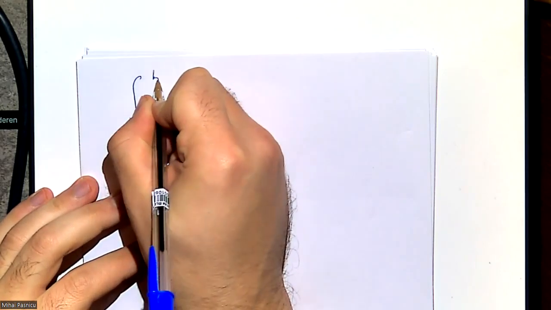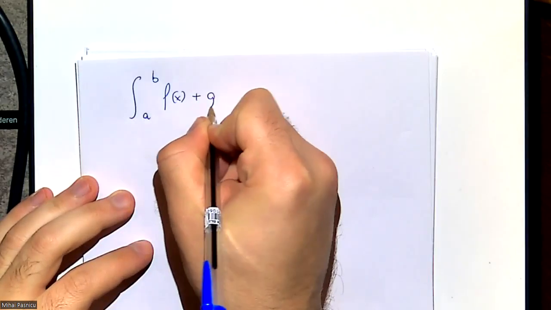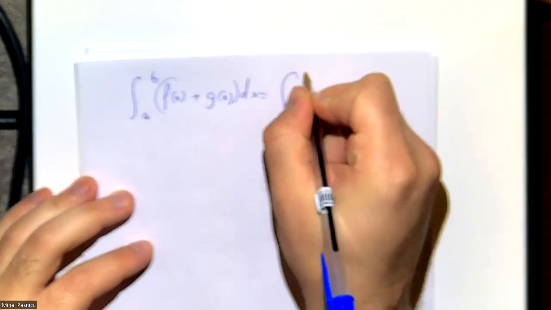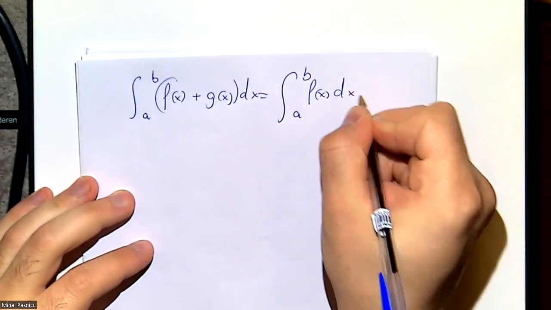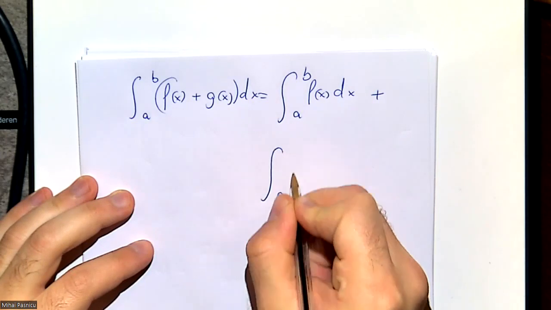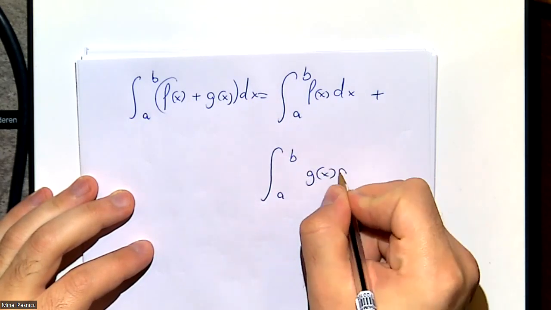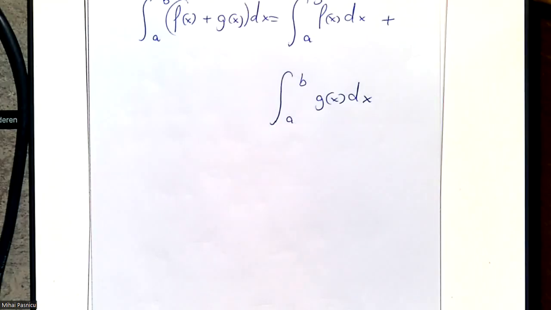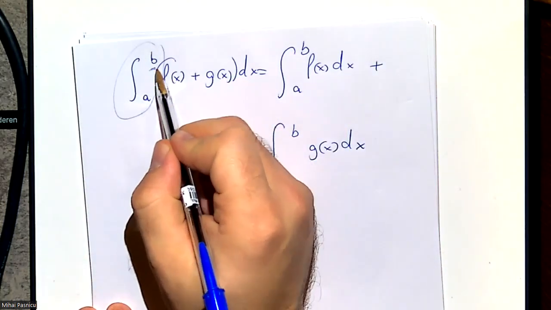So first of all, the properties that we did from the indefinite integrals apply to this as well. So for example, the integral from A to B of F of X plus G of X, dx is also equal to the integral from A to B of F of X dx plus the integral from A to B of G of X dx. Okay? So everything that applied for indefinite applies for the definite as well. Now, the only things that are new are the things related to these A and Bs.